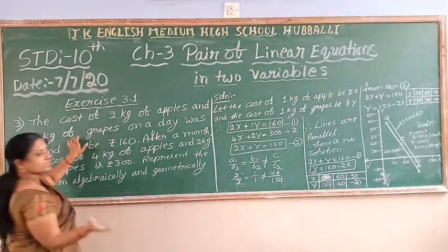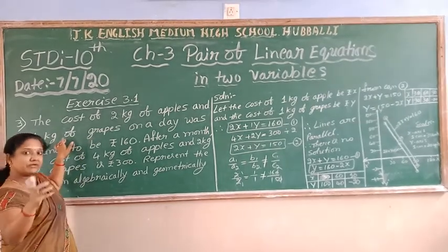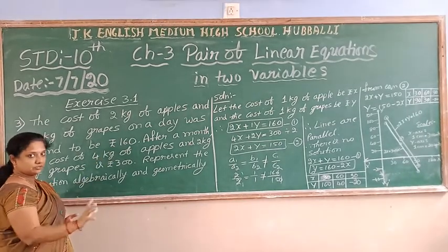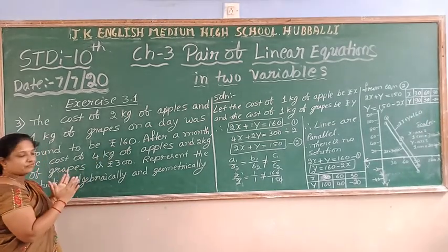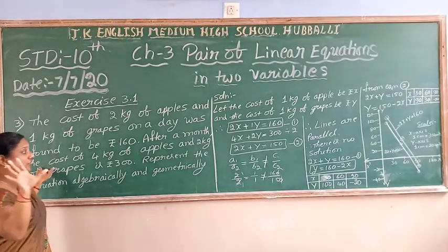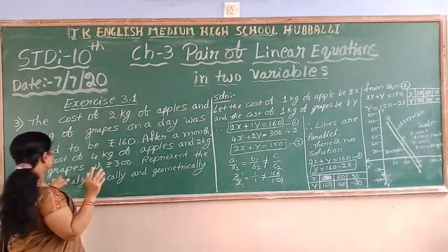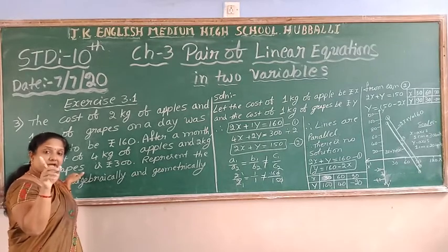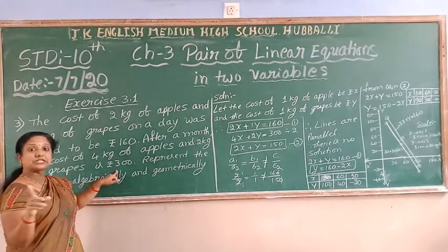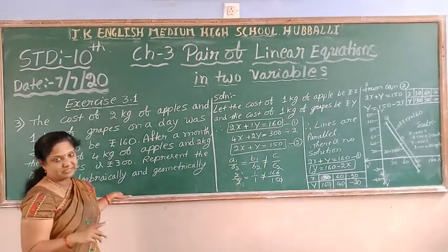And if we keep the cost of 1 kg of grapes as y, then 1 kg of grapes is 1y. On a day, the total amount they paid for both 2 kg of apples and 1 kg of grapes was 160 rupees. After a month, the cost of 4 kg of apples is 4x rupees, and 2 kg of grapes is 2y rupees. Total amount is rupees 300. Represent the situation algebraically and geometrically.